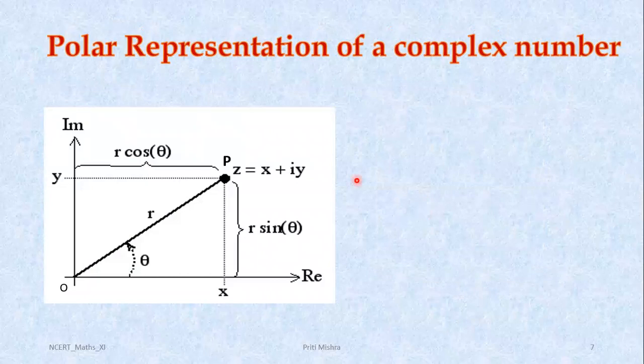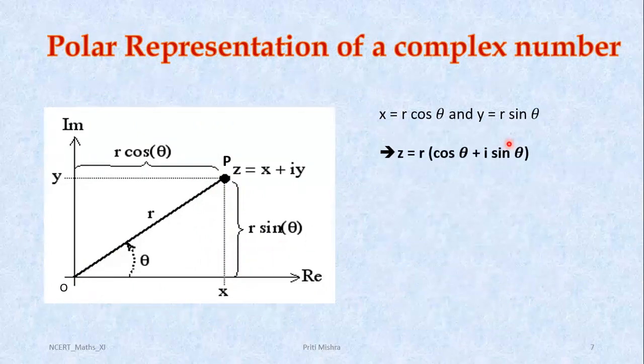As you know, when we represent point P with the complex number z equals x plus iy, then this distance OX is x and PX is y. So x equals r cos theta in terms of polar coordinates, and y equals r sine theta. We can replace x and y with these values in z equals x plus iy. Then after replacing, we have the value of any complex number in terms of polar coordinates, that is r into cos theta plus i into sine theta.